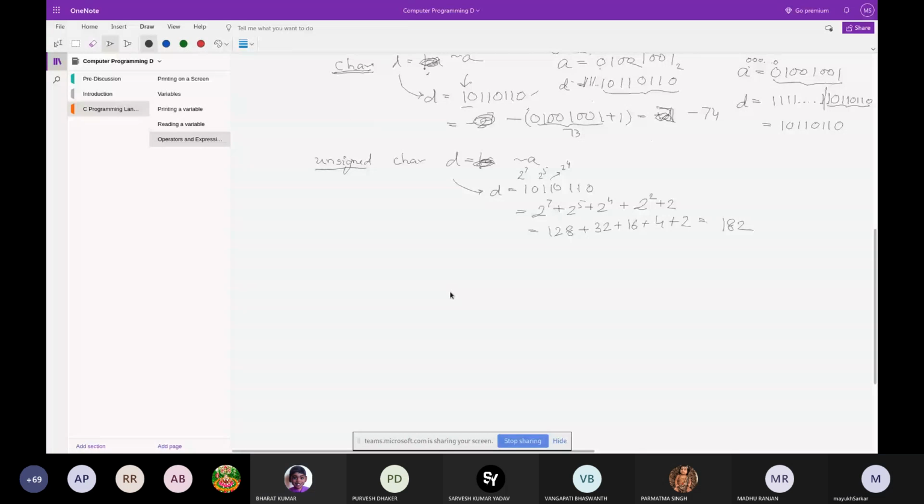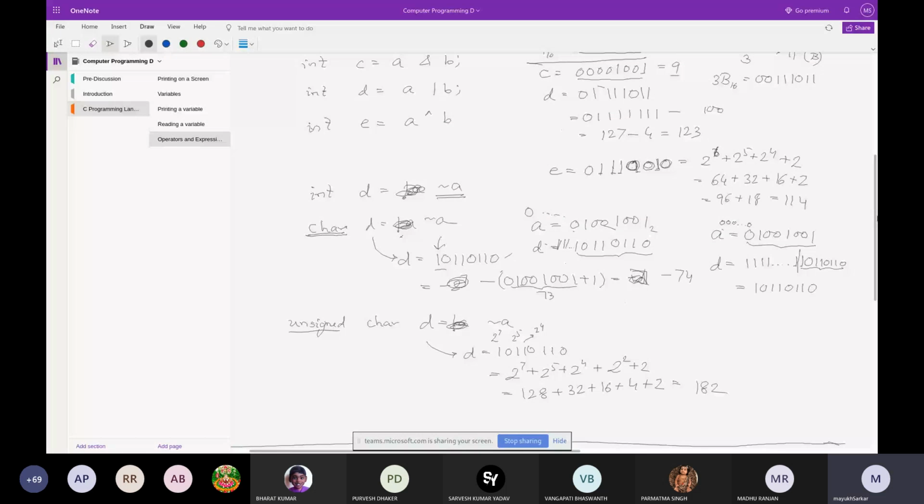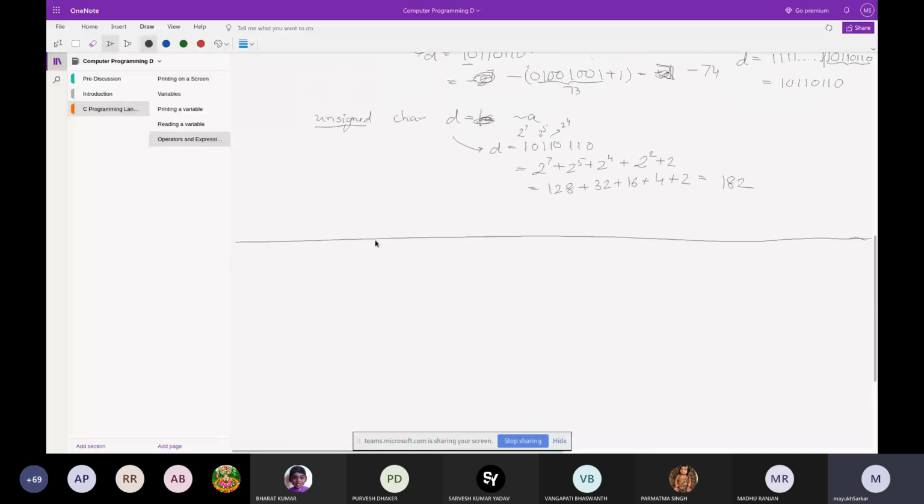Okay. So now, after the arithmetic and Boolean operators, let me discuss some special operators. In fact, one of them is shifting operators. This one is left shift. Left shift means you are going to shift all the bits of the number on the left by a single bit.